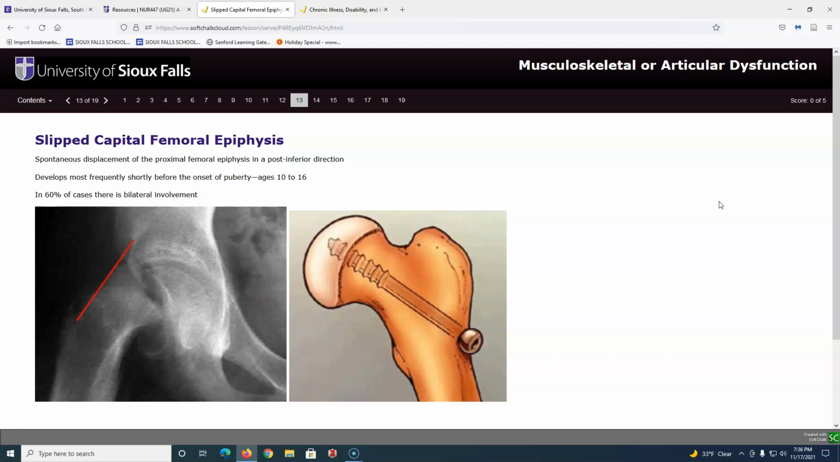SCFE, or slipped capital femoral epiphysis, is when the ice cream cone comes off, when the ice cream goes off the cone, is the way I've heard it described. But you can kind of see the head of the femur is not where it should be. It's not lined up like this. So what do we do with this one? So oftentimes we just put a screw into it, and so it holds steady. So this may require surgery, and oftentimes there's bilateral involvement with this.